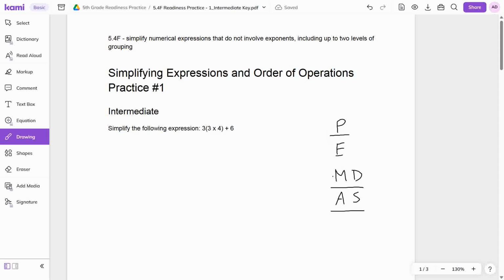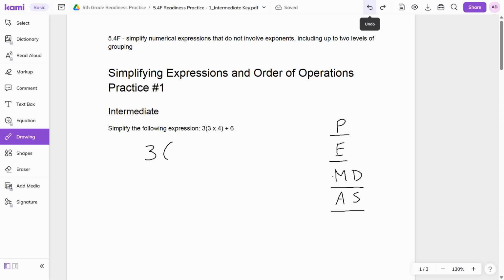But we always start with our parentheses, our exponents, which we really don't mess around with much in fifth grade. Then we multiply or divide, and we take care of our adding and subtracting last. So we have a parentheses here, which means we need to, and I'm going to rewrite this so we can make it a little bit larger.